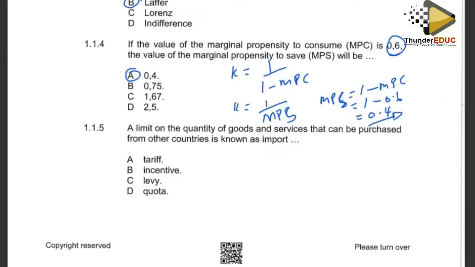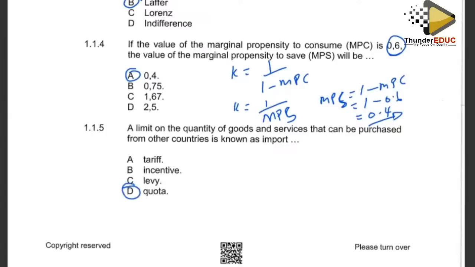Levy, in this regard, we refer to a charge. So now we have a quota. A quota refers to a limit of quantity, or a certain quantity that is allowed to be imported in a certain country. So it means in this regard, our appropriate answer is going to be D.